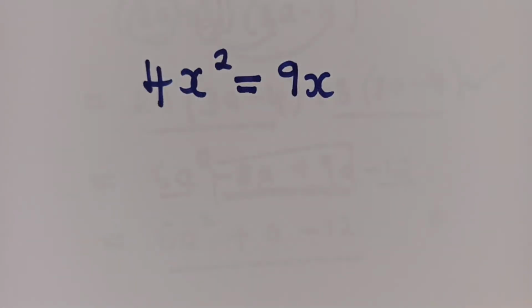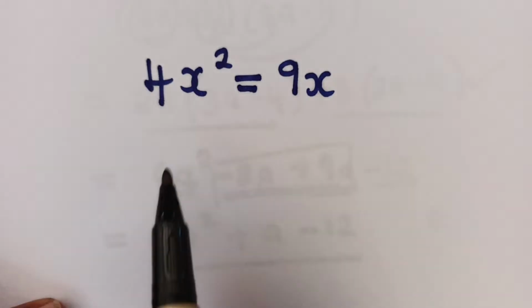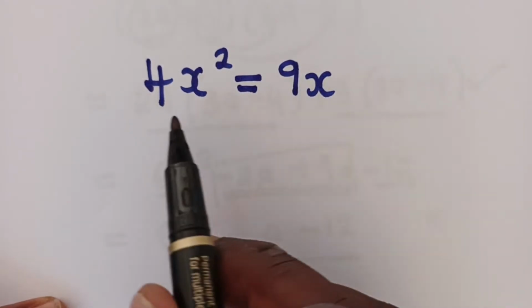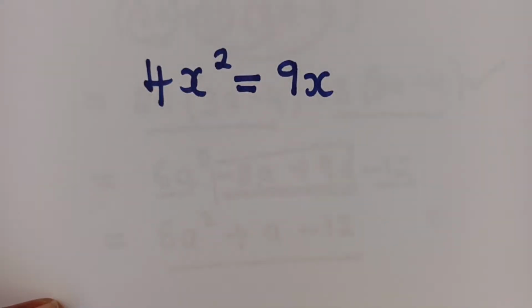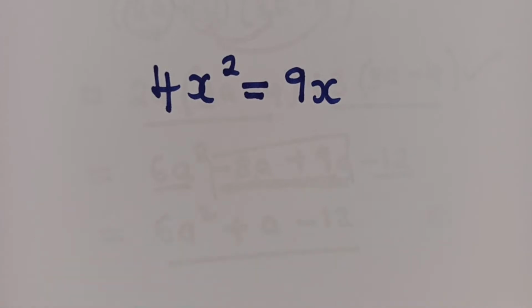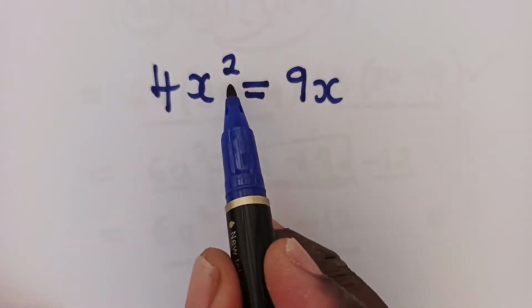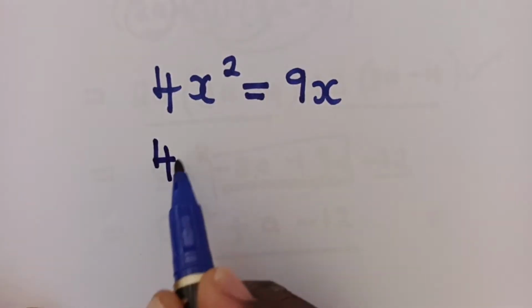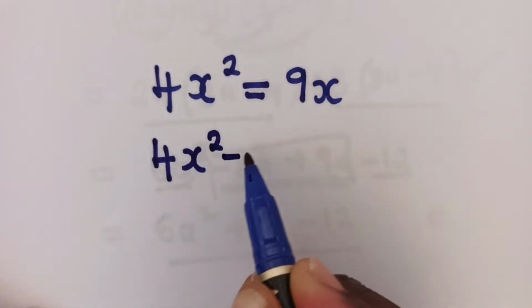The value of x. All right, so to get the value of x here, I know somebody may be thinking of dividing. You don't need to divide anything here. What you're supposed to do is to write this, since there is a power 2 here, bring or take everything to one side of the equation.